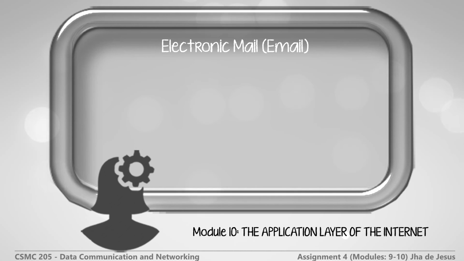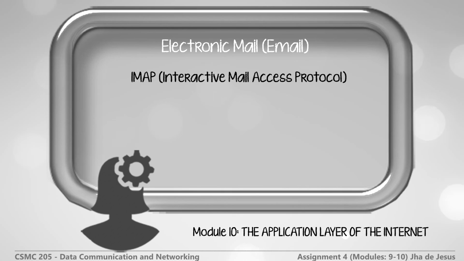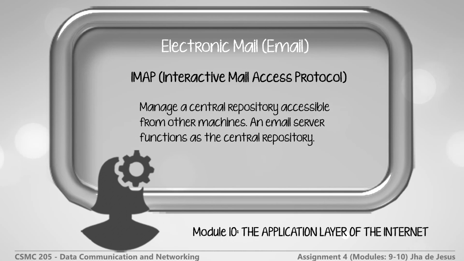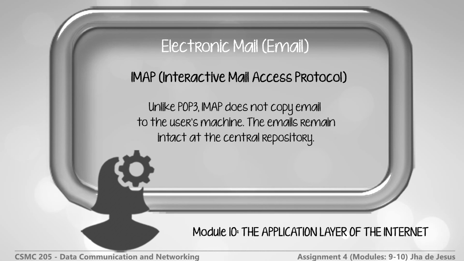If the user uses several computers to access his mails, another protocol, which is IMAP or Interactive Mail Access Protocol, can be used to manage a central repository accessible from other machines. An email server functions as the central repository. Unlike POP3, IMAP does not copy emails on the user's machine. The emails remain intact at the central repository.